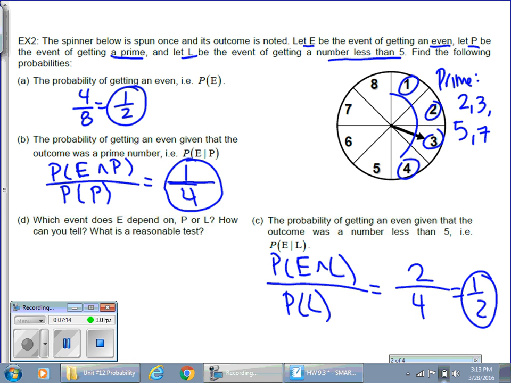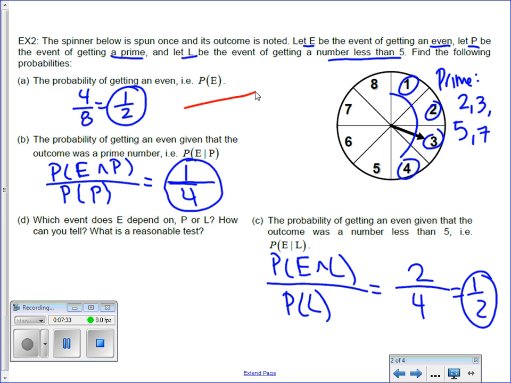So if you look at the problems we just completed, part A was just the probability of E, and then we added in a given. So in part B, we did the probability of E given P. Then in C, we did the probability of E given L. So if you notice, part A, we got 1 half. And then part C, we got 1 half. So those are the same exact probabilities. So when L was introduced as a condition, E given L, it didn't change the probability.